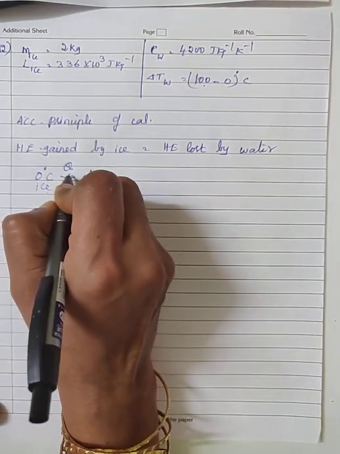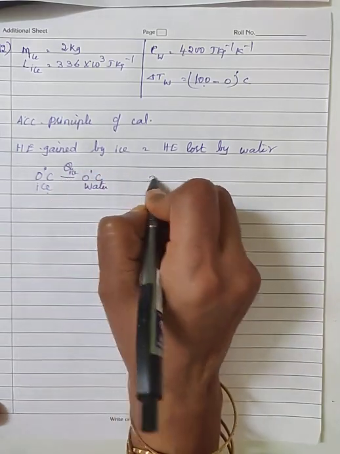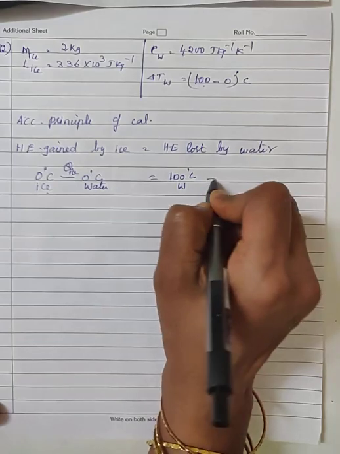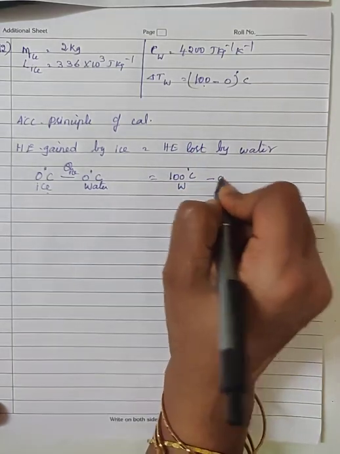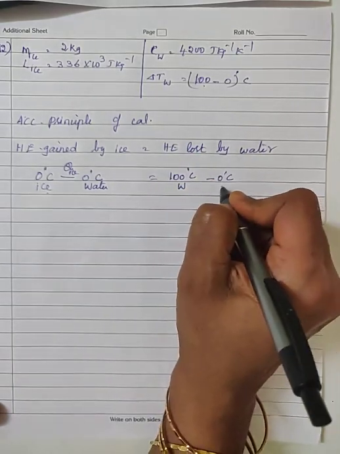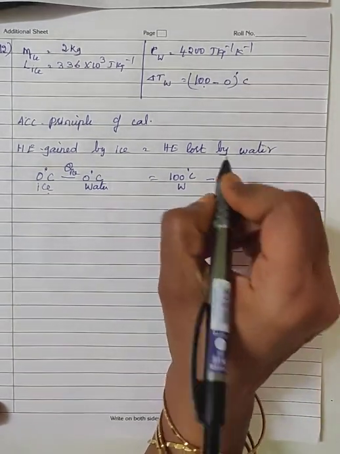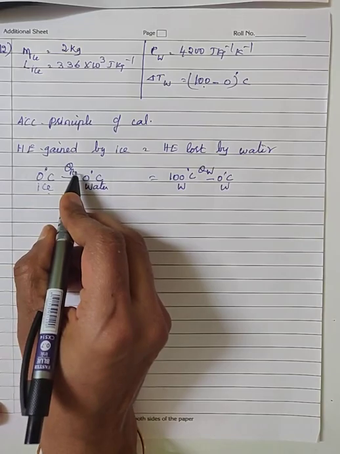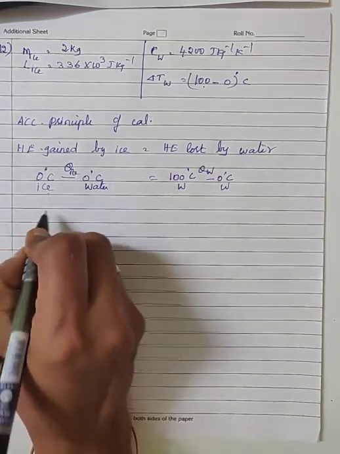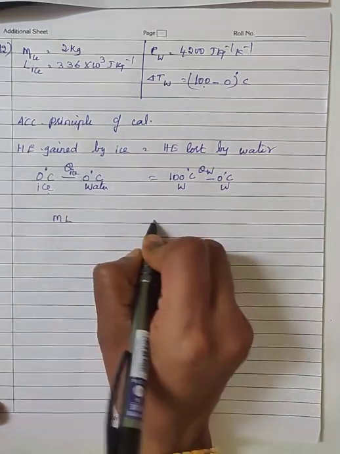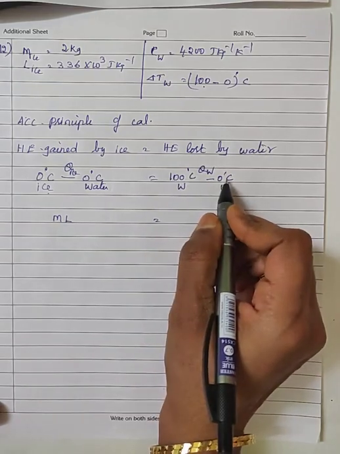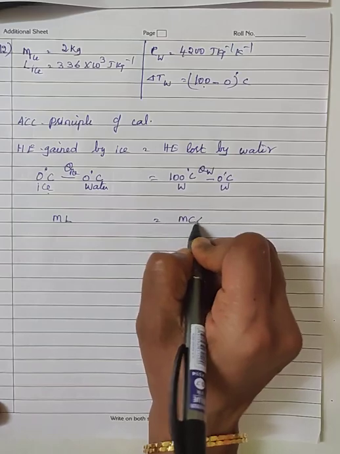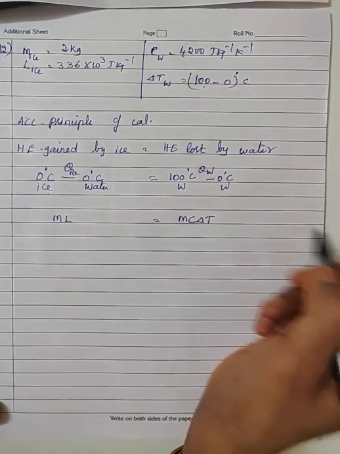Let us take the amount of heat energy as Q ice. Here water is at a temperature of 100 degrees Celsius, and when it is poured on ice, the temperature of water falls down to 0 degrees Celsius. Here we take it as QW. So quantity of heat energy gained by ice, there is a change of phase, so it is M into L. Here fall in temperature of water from 100 degrees Celsius to 0 degrees Celsius, so change in temperature, it is MC delta T.